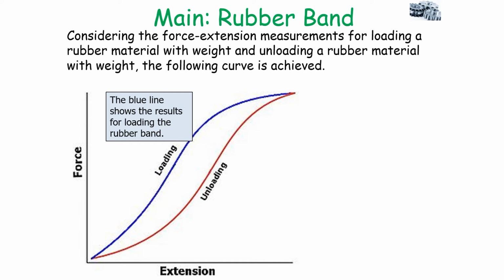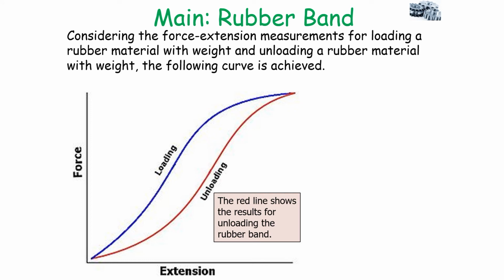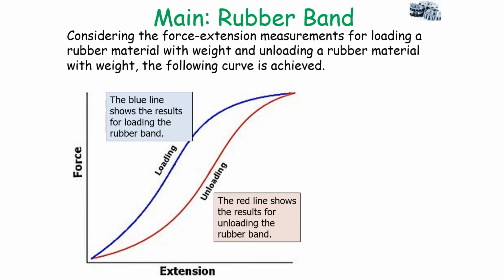So our blue line shows the results for loading the rubber band, and loading material is when the deformant force on the material is increased. The red line shows the results for unloading the rubber band. Unloading material is when the deformant force on the material is decreased. So you can see our two lines showing loading and unloading.